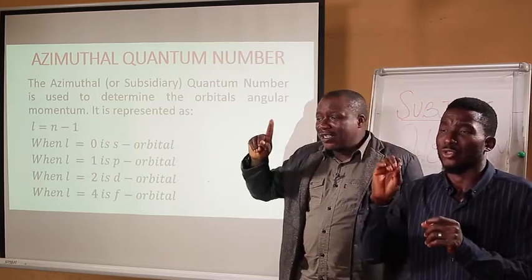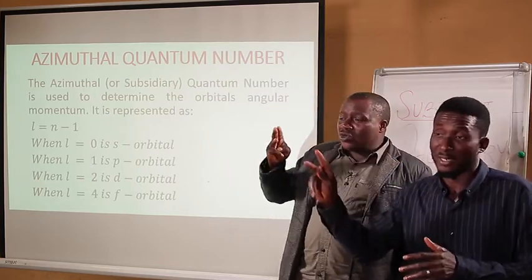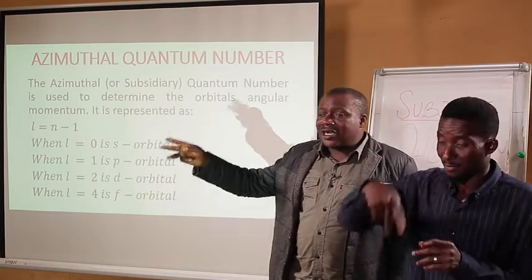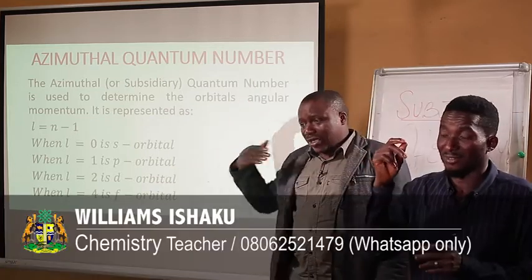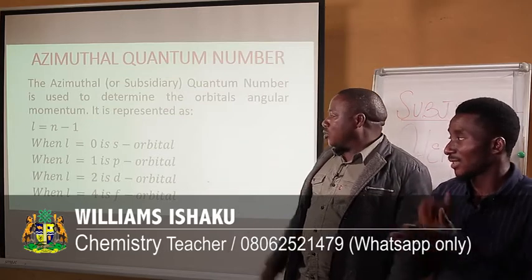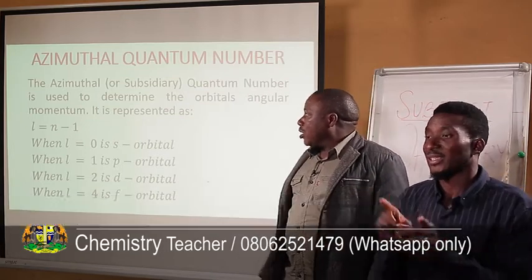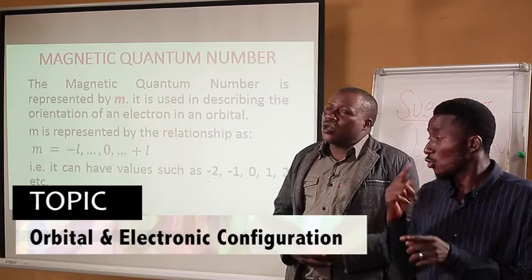If it is equal to 1, it means it is a p orbital. If it is equal to 3, it is d, and if it is 4, it is f. That is how we describe the orbital. We also have the magnetic quantum number.